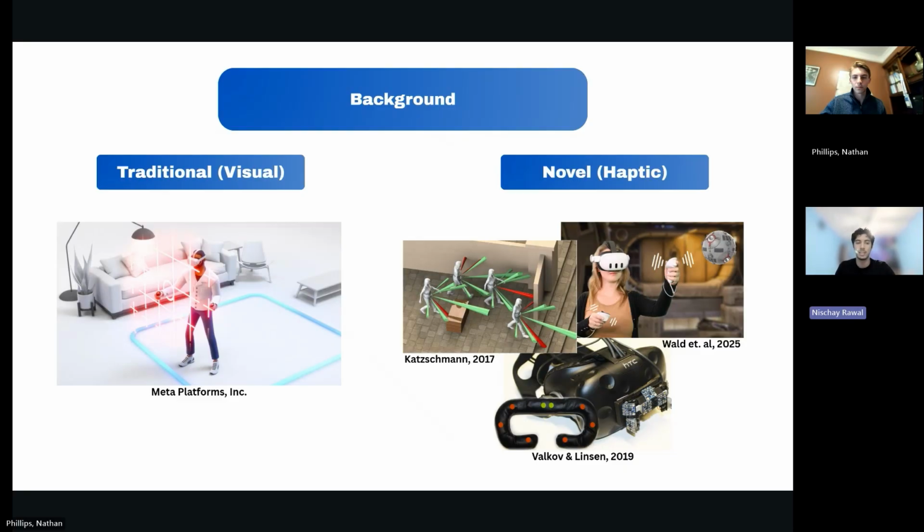So we were really interested in seeing if there is a way to give these users an intuitive understanding of the obstacles around them. Some researchers have tried solving this by using haptic cues with various interfaces, and this is primarily what our research hopes to extend.